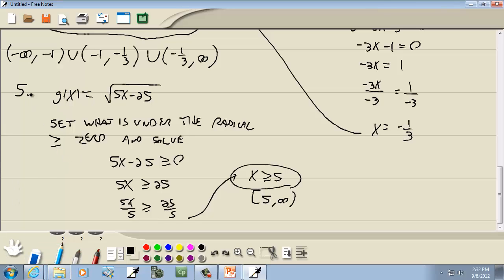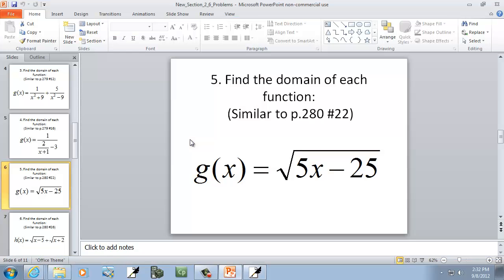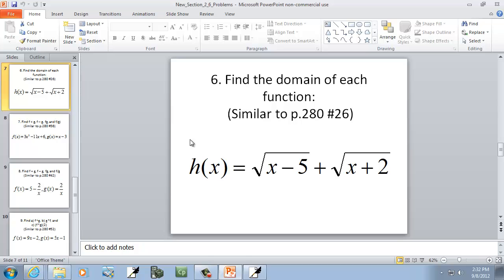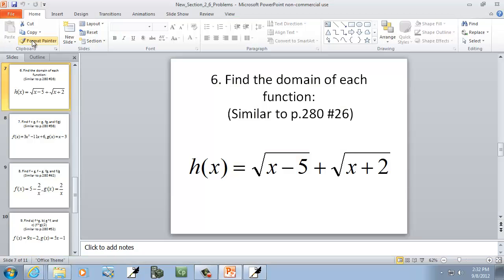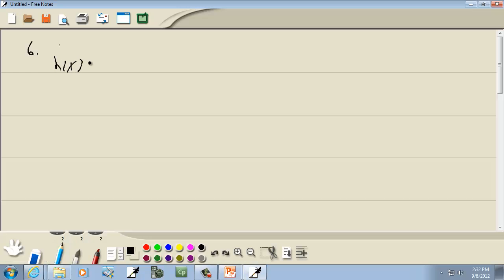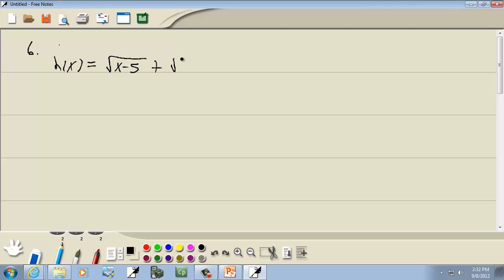Now I've already saved these, so I'm going to go ahead and just start a new page. And let's look at the next problem. So we got h of x is equal to square root of x minus 5 plus square root of x plus 2. We got two radicals with even indexes. Well, we'll do the same thing. We'll set both of them greater than or equal to 0.